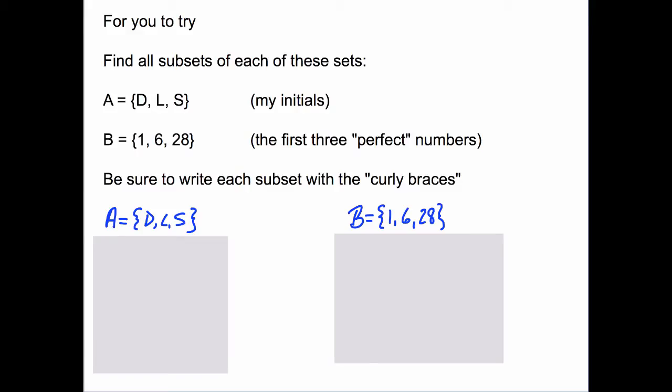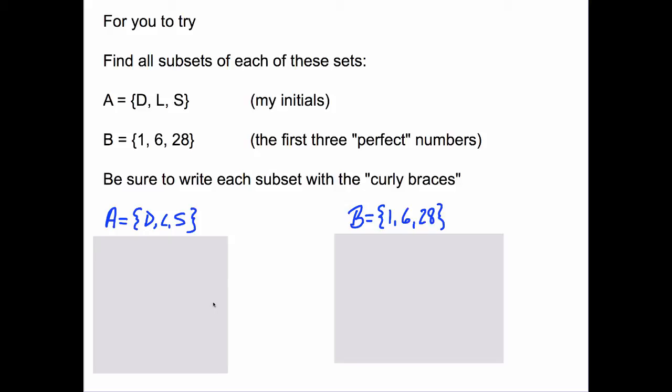So I'd like you to take these 2 sets, set A equals D, L, and S, which are my initials, and the set B, 1, 6, and 28, which are the first 3 perfect numbers. And I would like you to write down all of the subsets of each of those. And I'm going to ask you to stop the video, copy the sets and the subsets that you write down into your journal, and then we'll take a look at them after you restart the video. Please stop the video now.